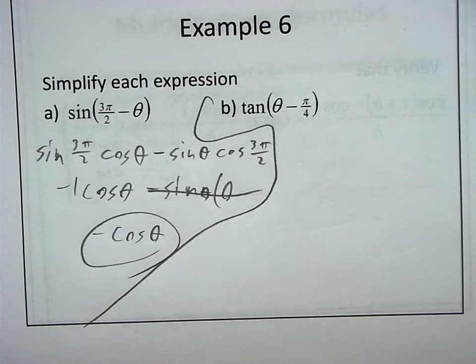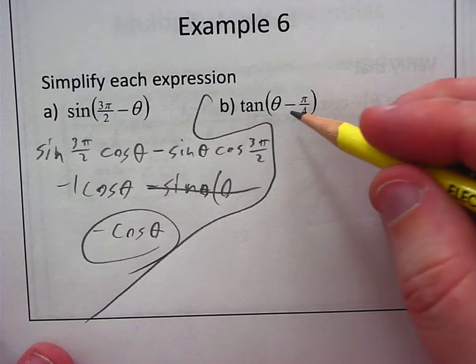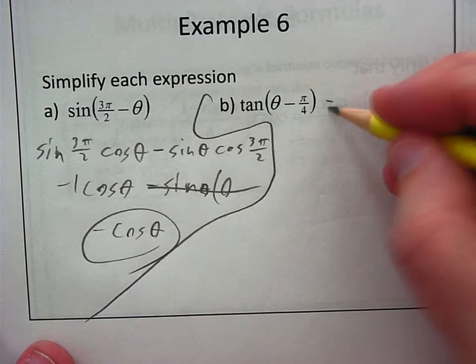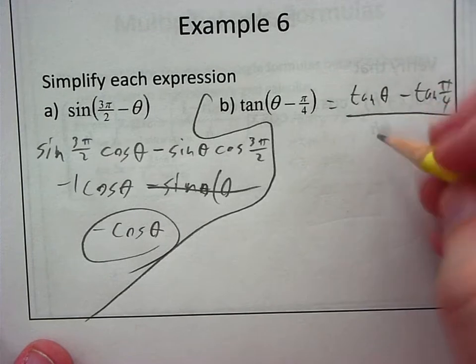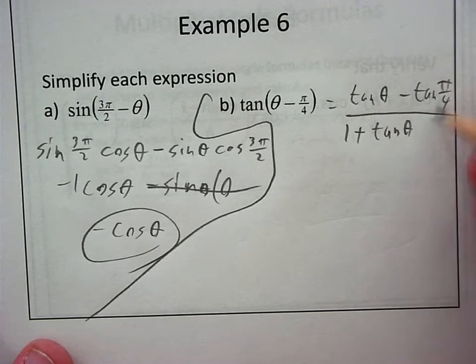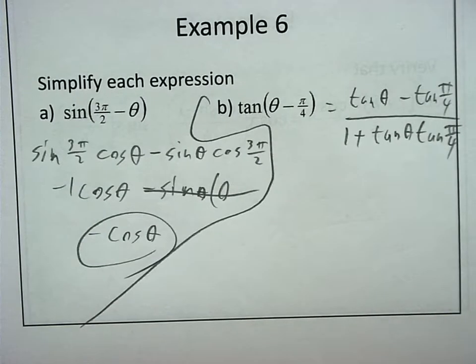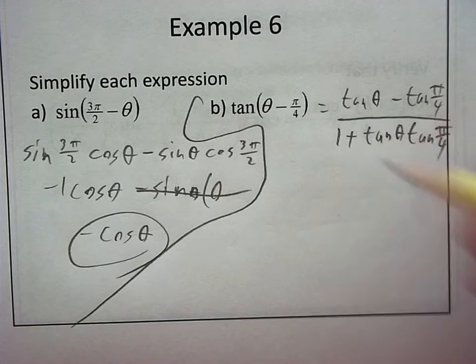Now tangent, this is where you probably have to look back at the formula in front of your book, and that's fine, because this one's a little bit harder. I'm subtracting here. So this one is going to be tangent of the first minus tangent of the second on top, divided by 1 plus tangent of the first times tangent of the second on the bottom. Okay. If this was plus, then the only difference would be you'd have positive on top, negative on the bottom.